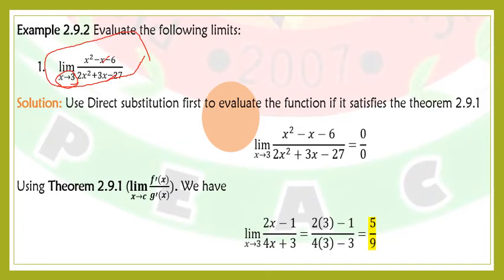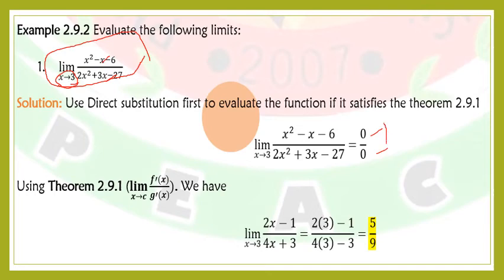So using direct substitution first to evaluate the function if it satisfies theorem 2.9.1. If we direct substitute 3 for x, we have 3 squared minus 3 minus 6, which is 0, because 9 minus 3 is 6, minus 6 is 0. And then in the denominator, 2 times 3 squared is 2 times 9, 18, plus 9 minus 27, which is 0 also, because 18 plus 9 is 27, minus 27 is 0.